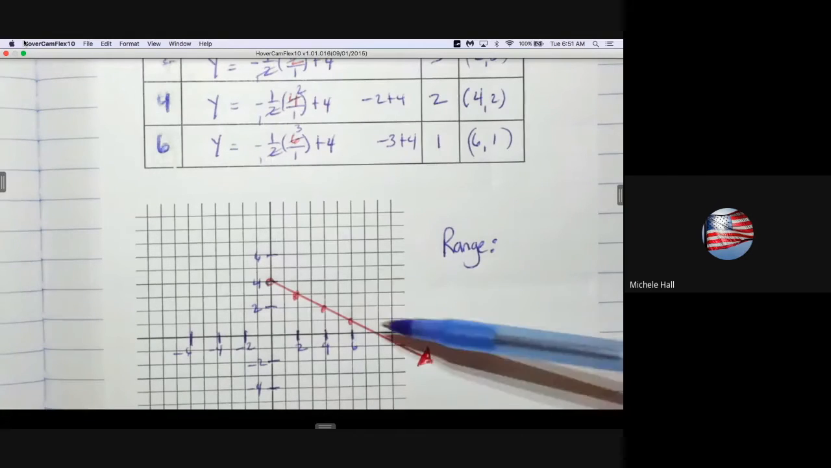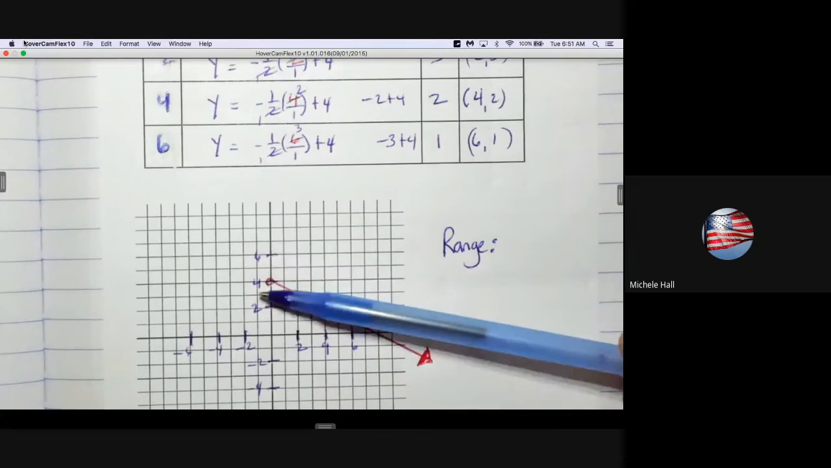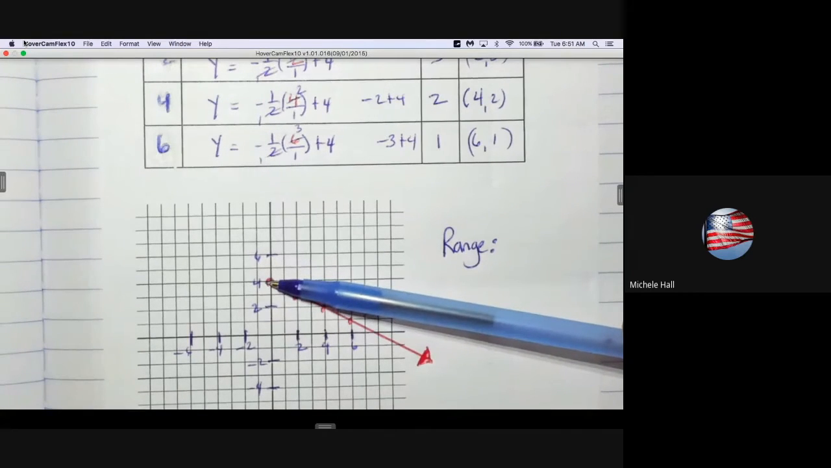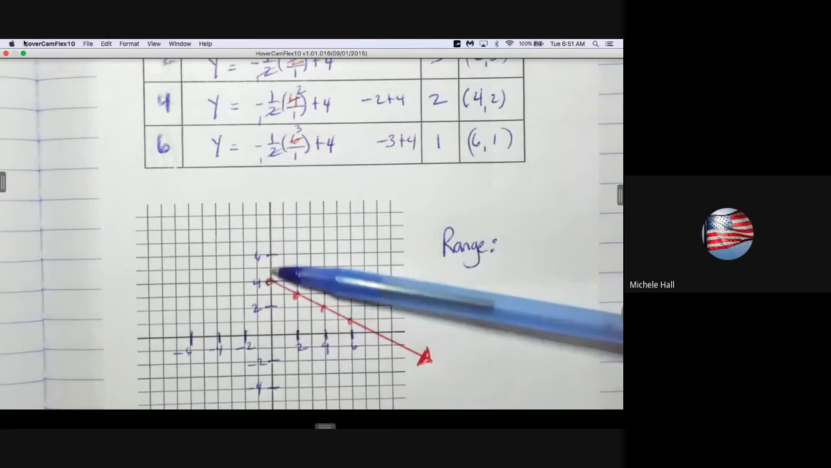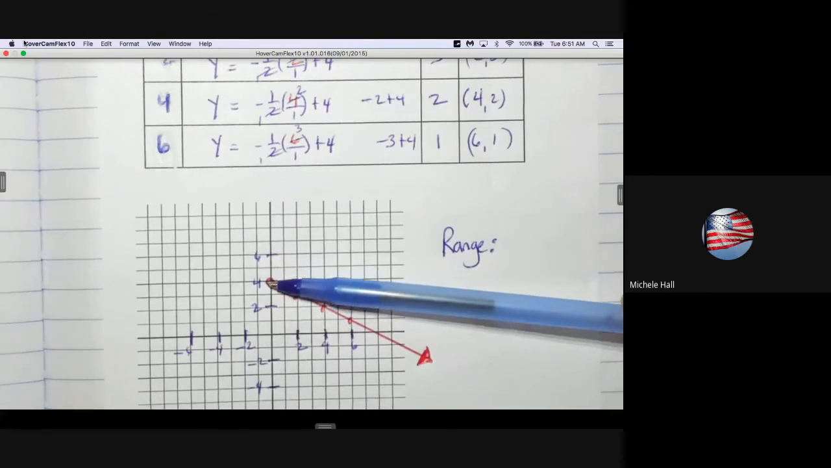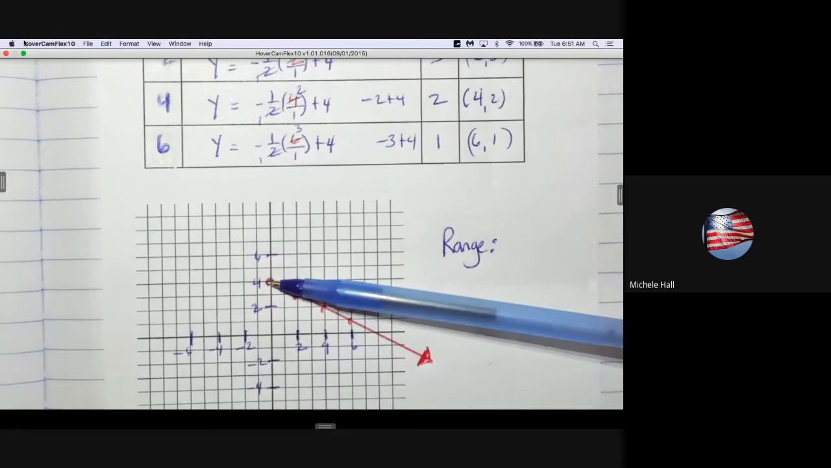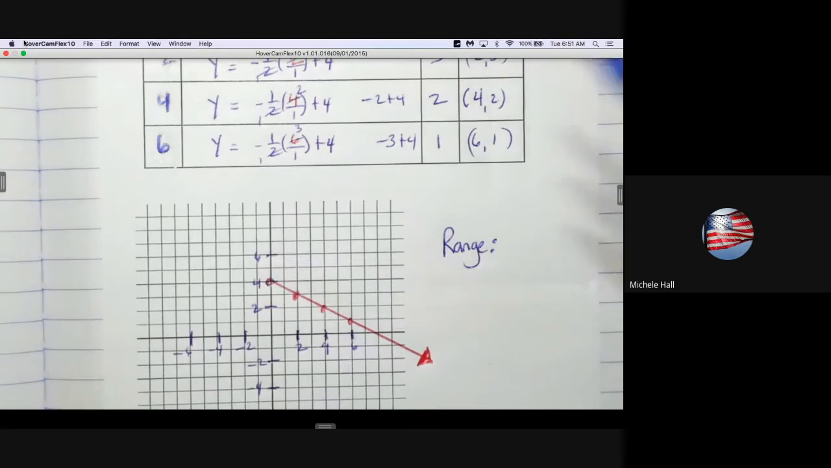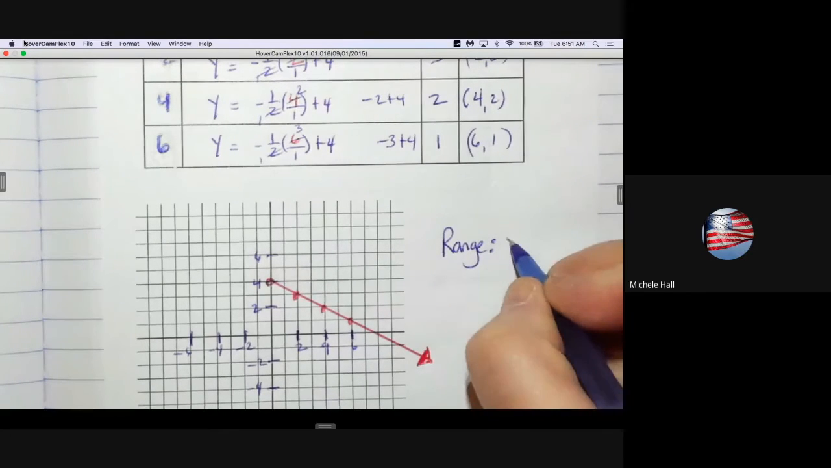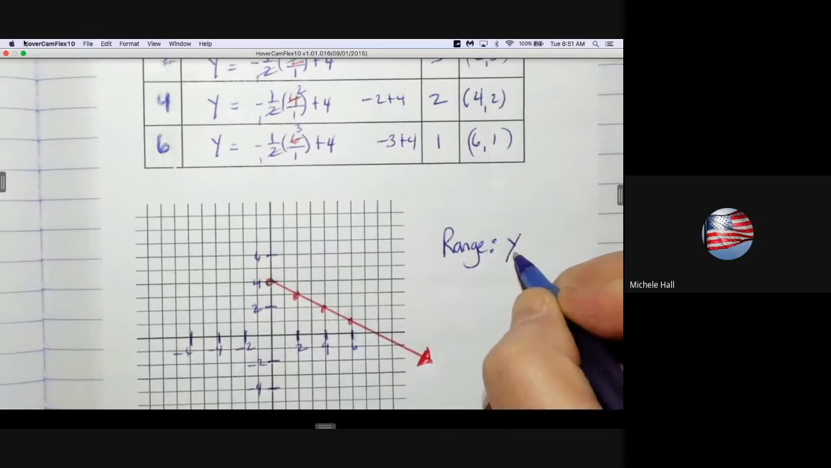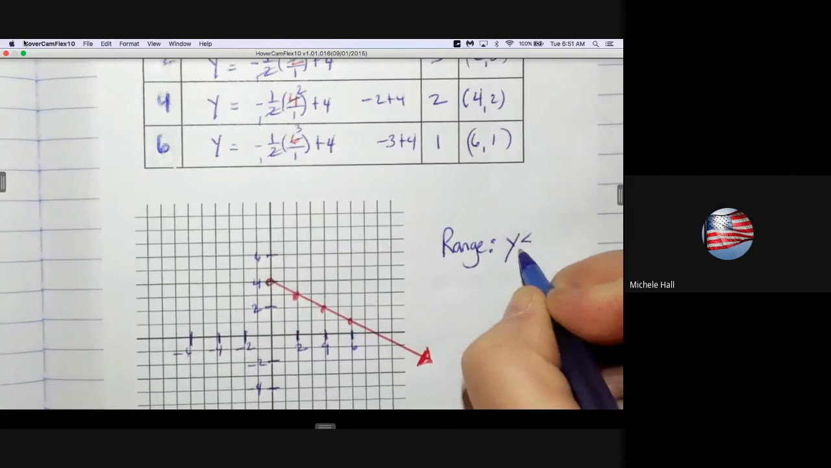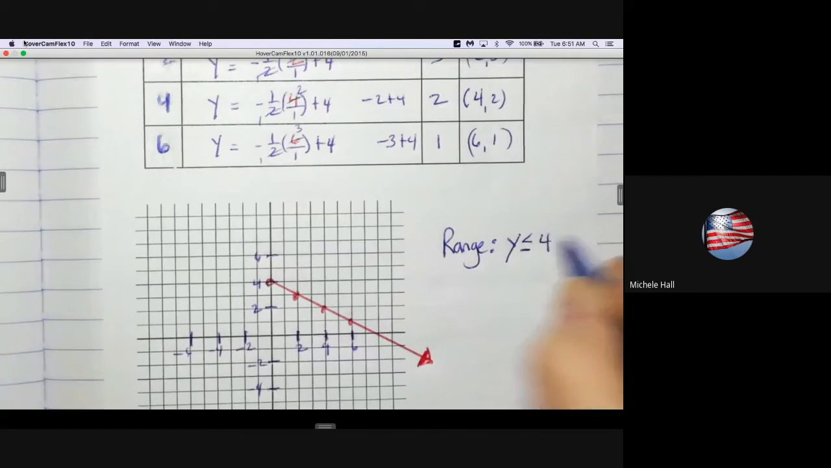So how would I describe this? Well, where's the range? The range is greater than 4, less than 4. The range is less than 4. Is it equal to 4 as well? Yes, it's right at 4. So we would say that y, because it's the range, the y has to be less than or equal to 4. That would be the range.